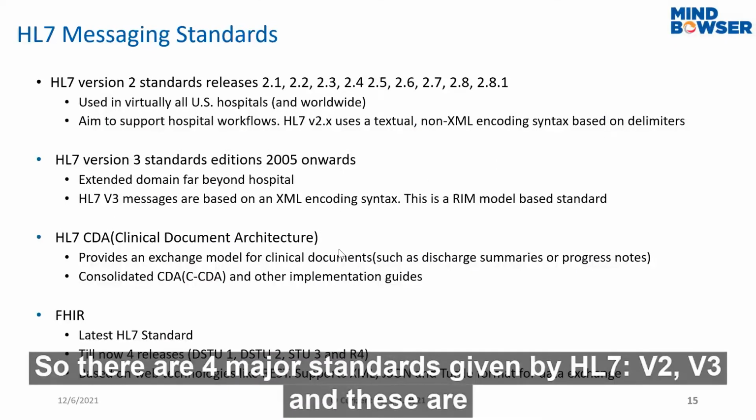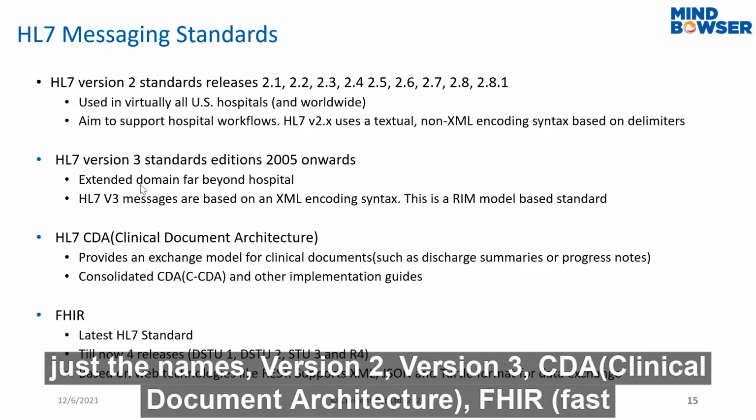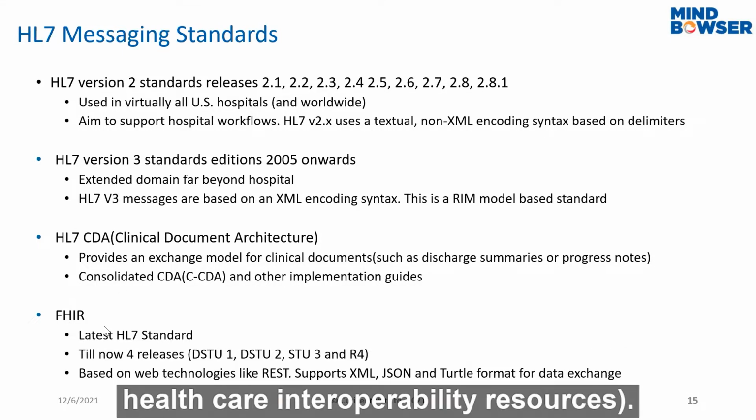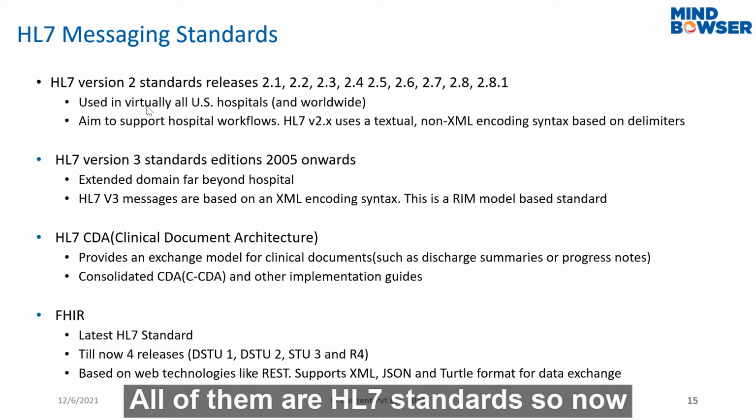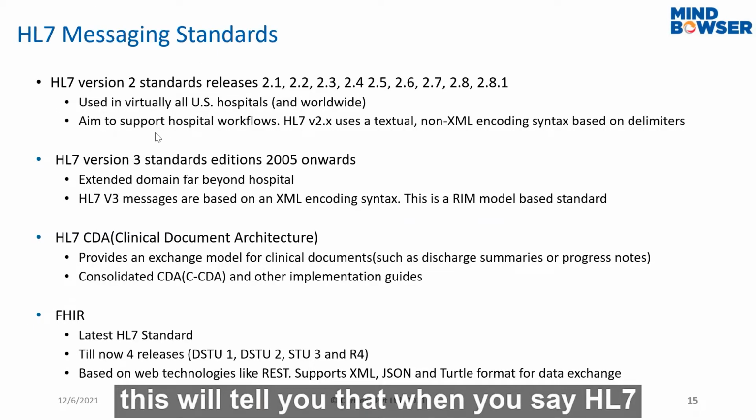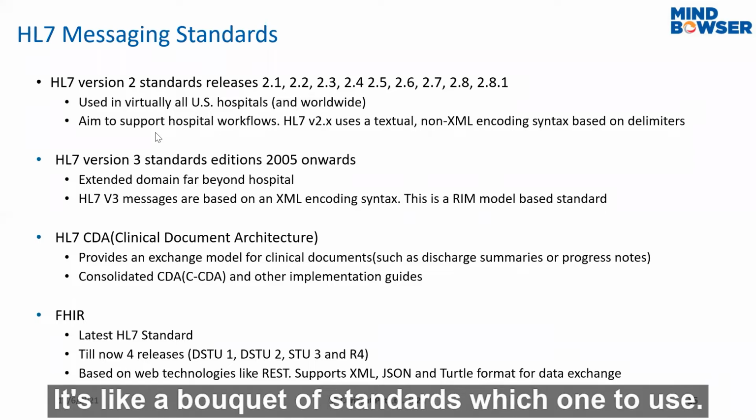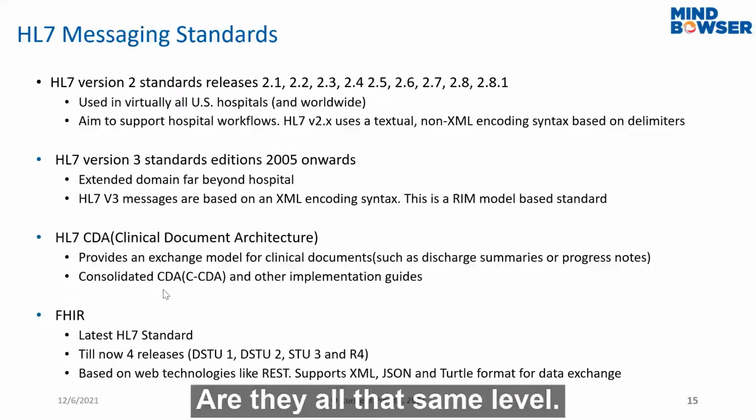So there are four major standards given by HL7: version 2, version 3, CDA (clinical document architecture), and FHIR, fast health care interoperability resources. All of them are HL7 standards. So now this will tell you that when you say HL7, it's not just one standard. It's like a bouquet of standards. Which one to use? Are they all at the same level?